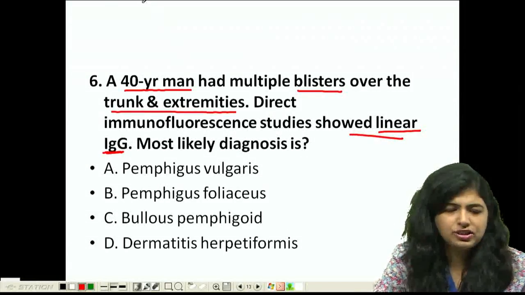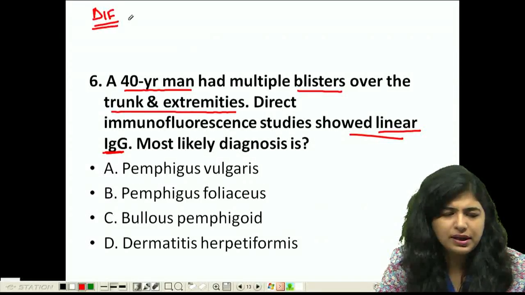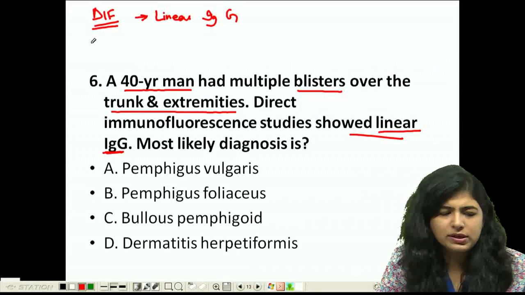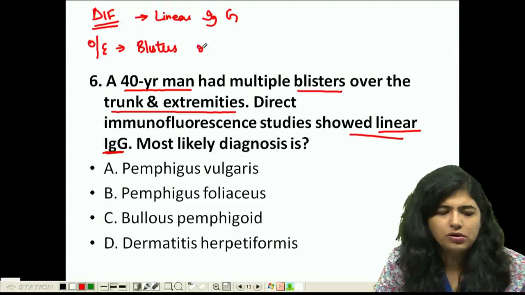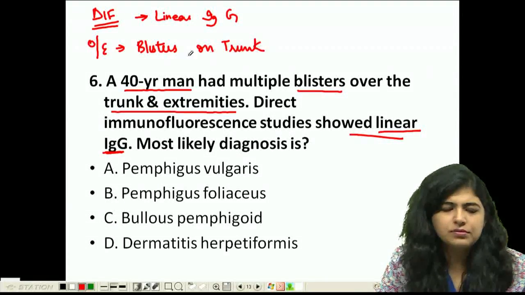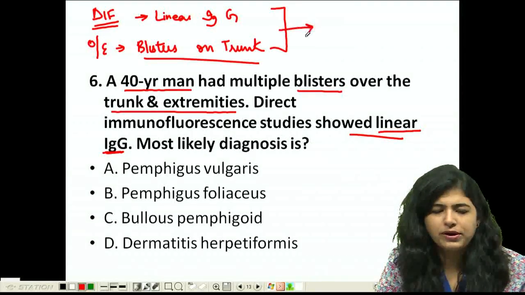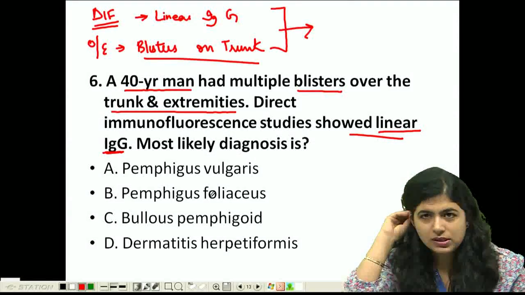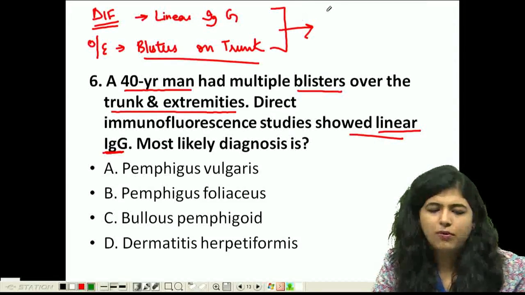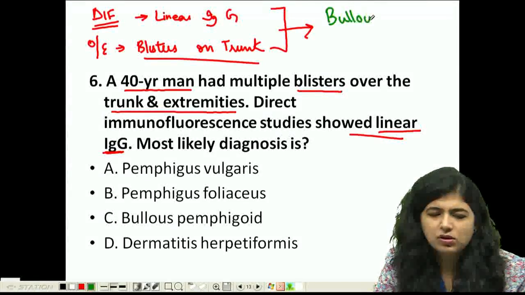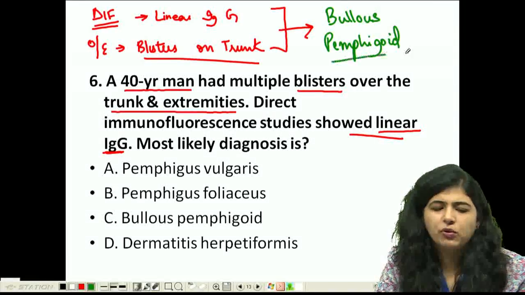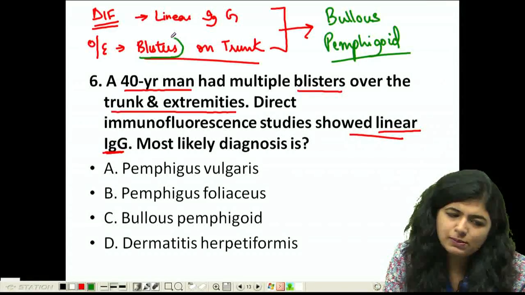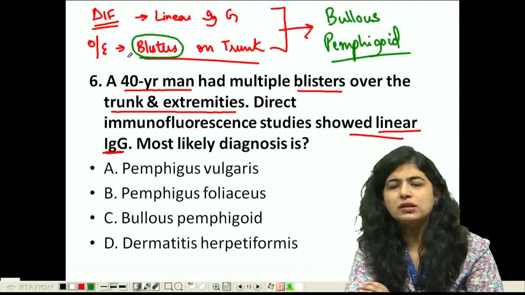Clincher here is the DIF, which shows linear IgG. And then what are the lesions? The lesions are blisters on the trunk. What do both the things point towards? Points towards the diagnosis of pemphigoid. Typical lesion, blisters means they have not mentioned erosions in the question.